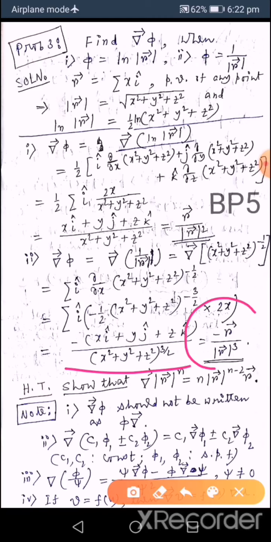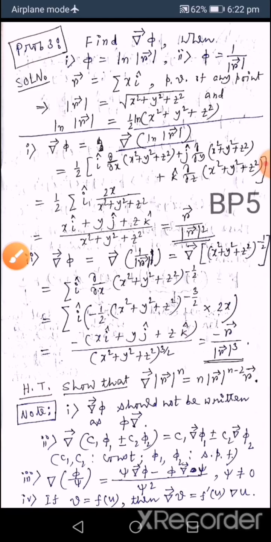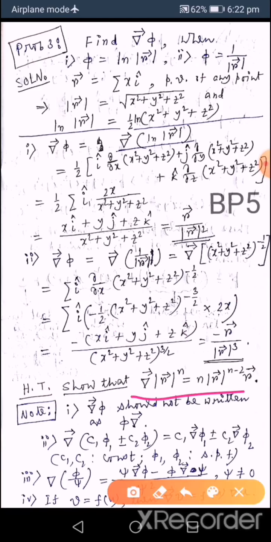So the answer is minus vector r divided by mod r whole cube, as mod r equal to square root of x square plus y square plus z square. So x square plus y square plus z square whole to the power 3 by 2 means mod r whole cube. So that grad of mod r whole to the power n equal to n mod r whole to the power n minus 2 of r. This you have to do yourself.